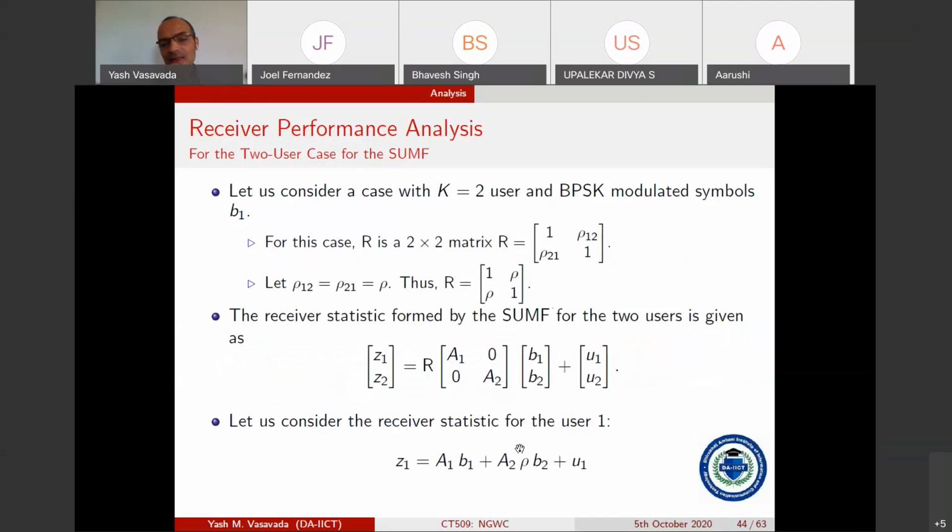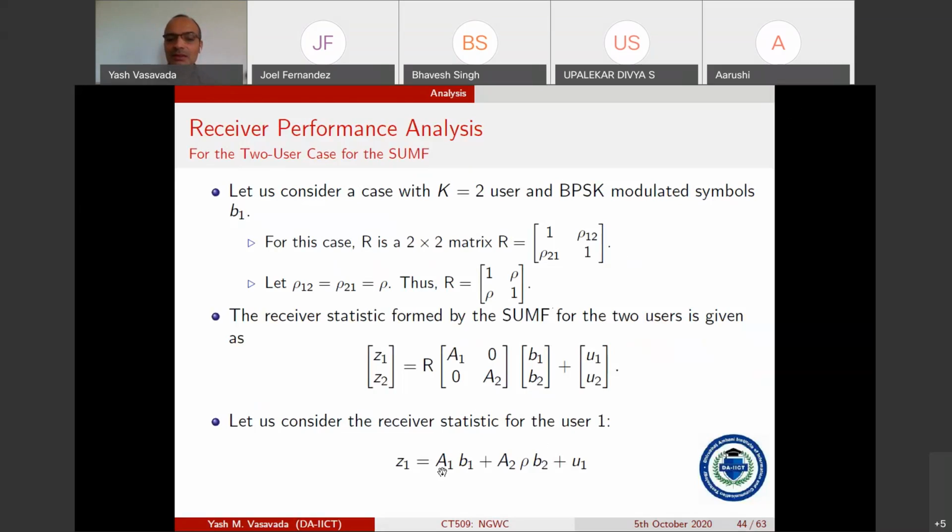What will be the mean and what will be the standard deviation of this Z1 when, suppose, B1 is 1, and we are assuming that B2 is also 1? What will be the mean of Z1? A1 plus A2 rho. Why divide by 2? I'm saying that B1 equal to 1 has been transmitted. So there are 4 possibilities.